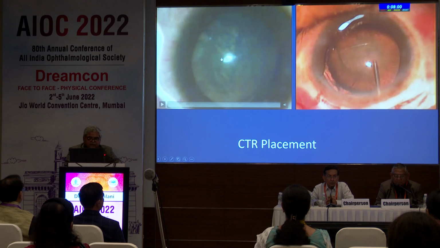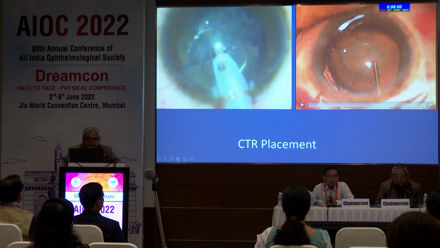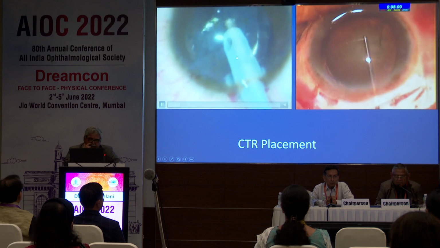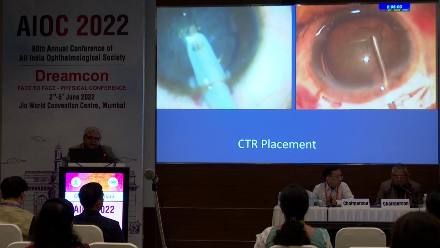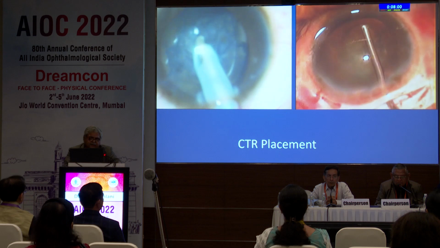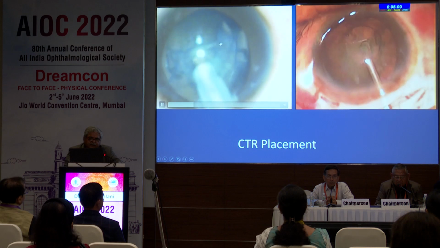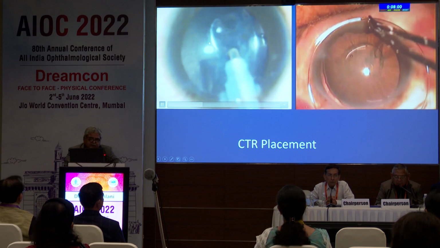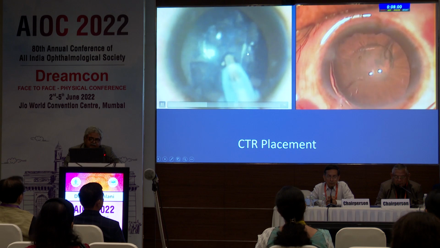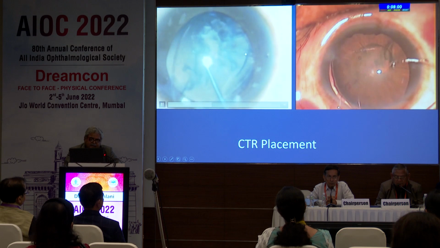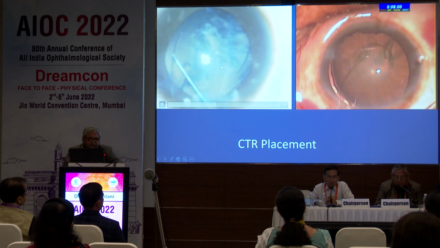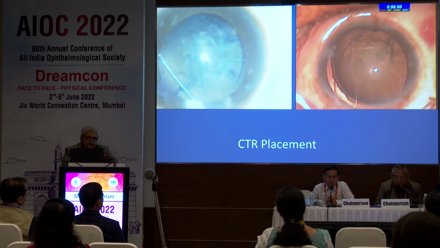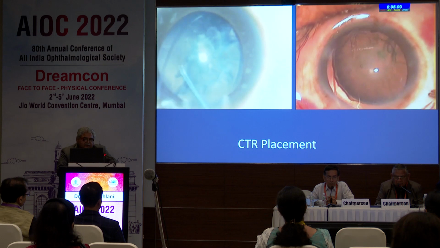Now, placing a CTR in such a situation here, the lens is a softer one. It can be aspirated simply with irrigation aspiration. But try to keep an eye on the capsular bag all around, particularly the area of deficit. Whenever there is a fluctuation in the area of deficit, that is the time not to go ahead with the irrigation aspiration. Put a CTR and then you can do the rest of the case.